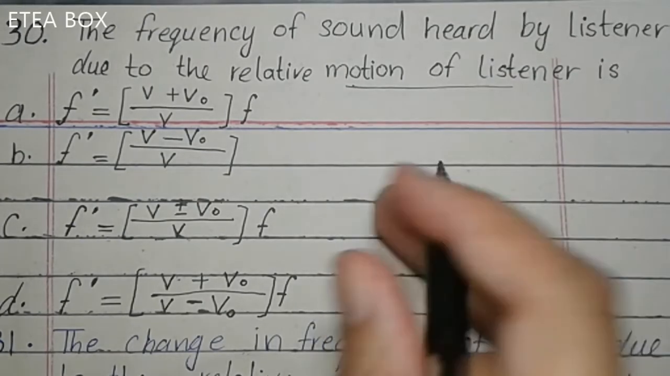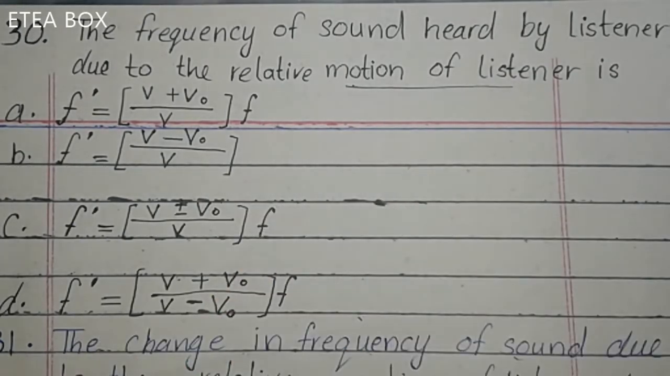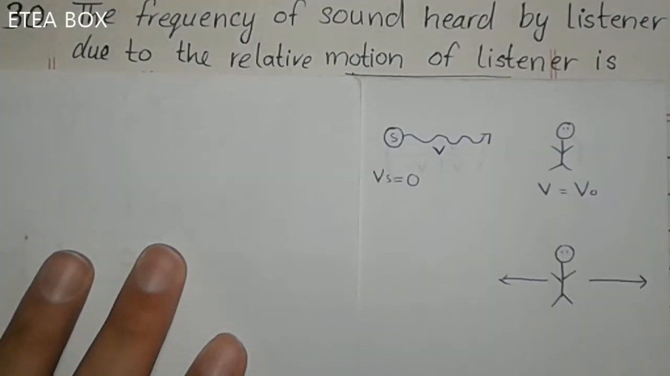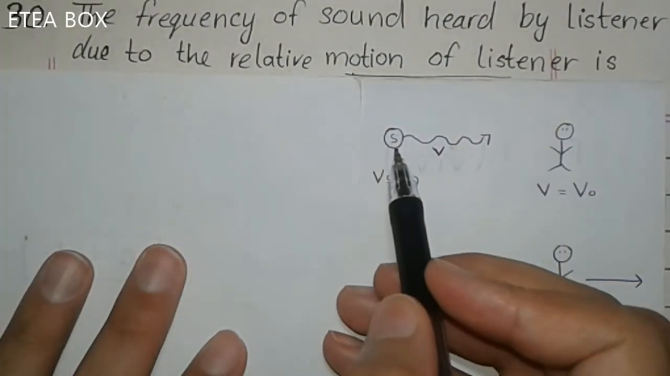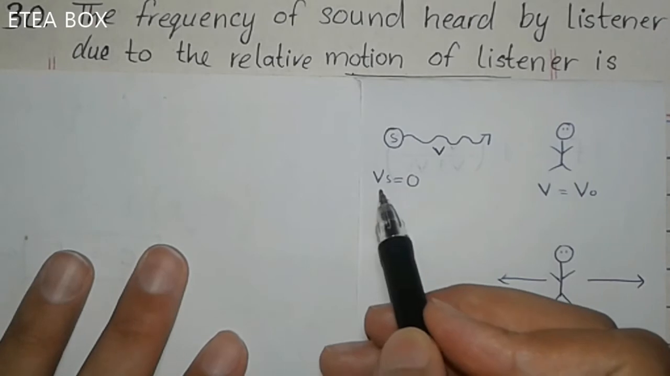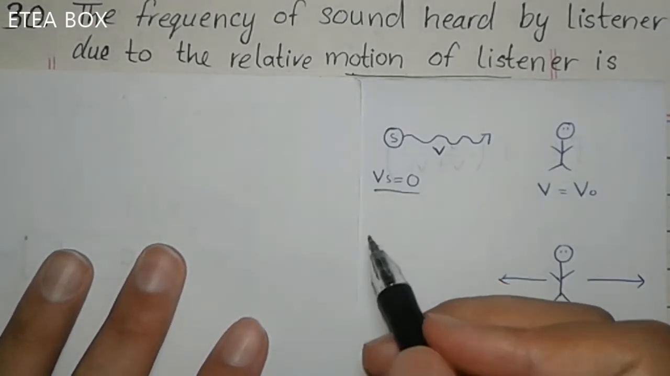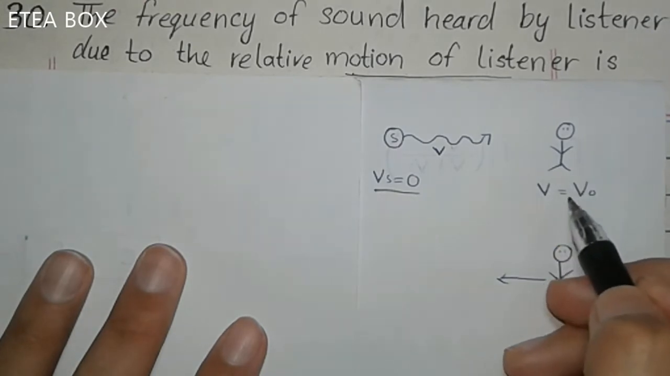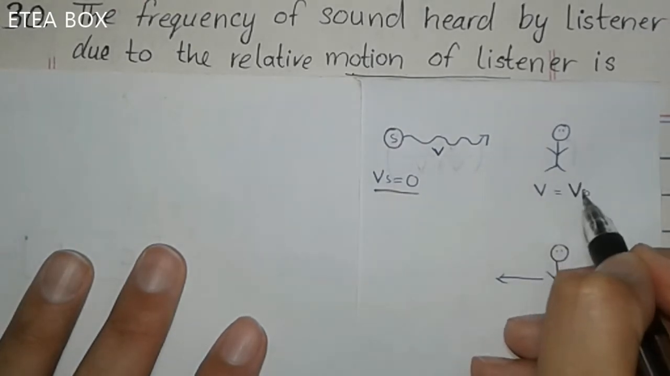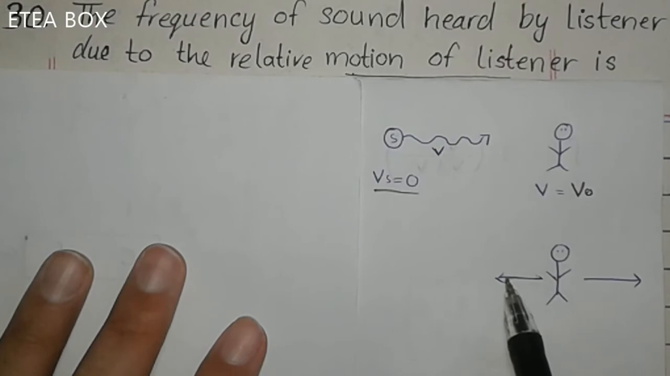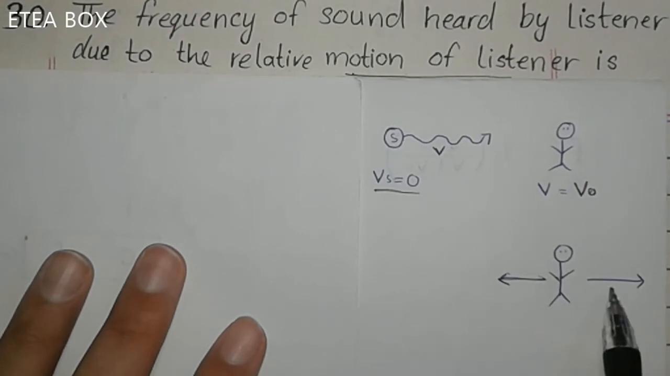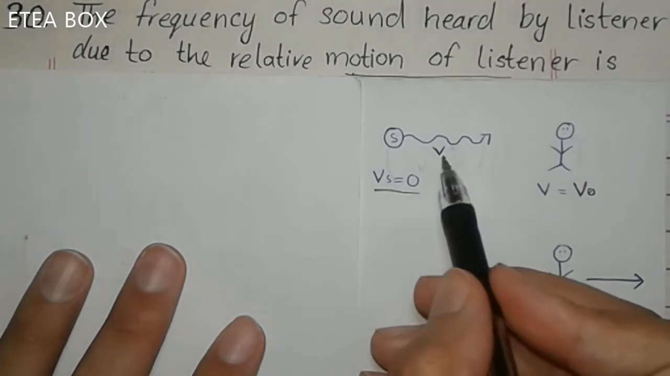So in that case the source will be stationary. Now look here, this is the sounding source and the speed of sound is v, and the source speed is equal to 0 because it is stationary, and this is the listener, the observer, its speed is equal to v naught. We don't know whether it is moving in the opposite direction or in the same direction as the speed of sound.